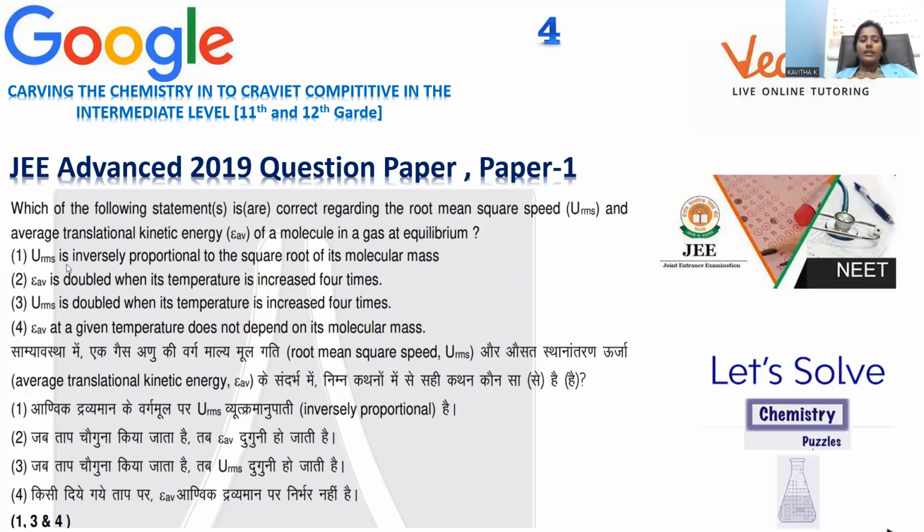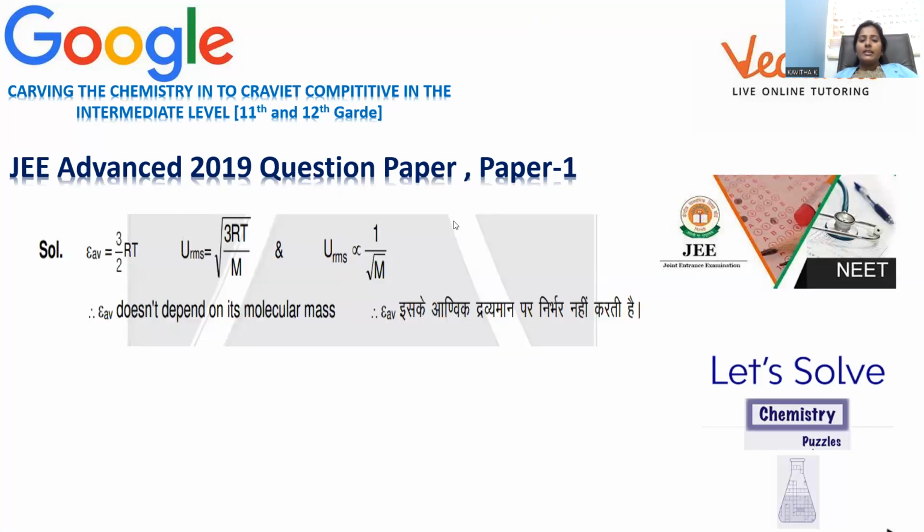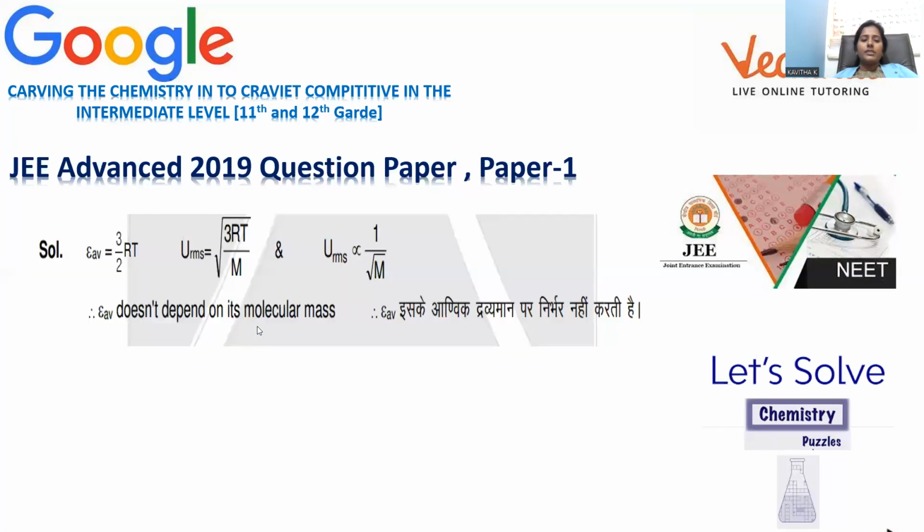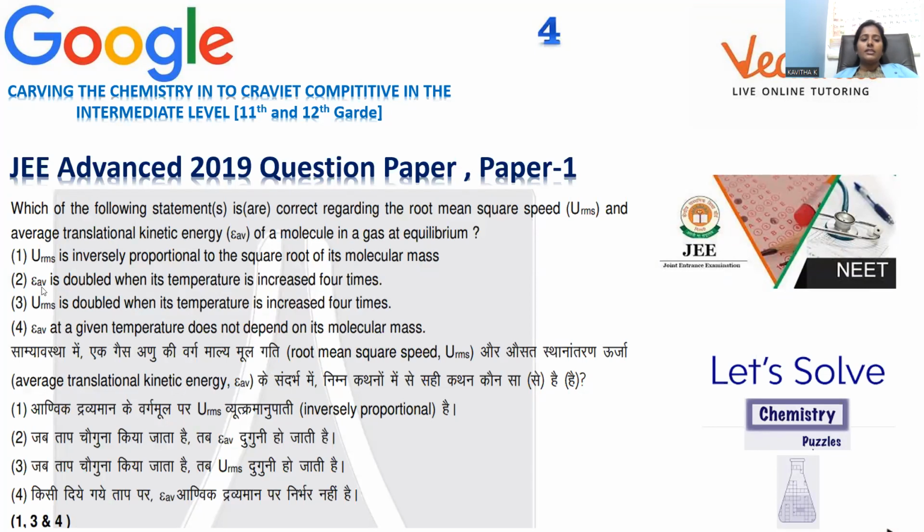That is perfectly correct. In option number 1, what they are saying is exactly correct. URMS is inversely proportional to the square root of molar mass. This is correct only. Move on to option number 2. E average is doubled when temperature is increased 4 times. So here E average is directly proportional to temperature. There is no square root, nothing else. So we can't say that relation in the second option. E average doubling when temperature is increased 4 times is a wrong statement.